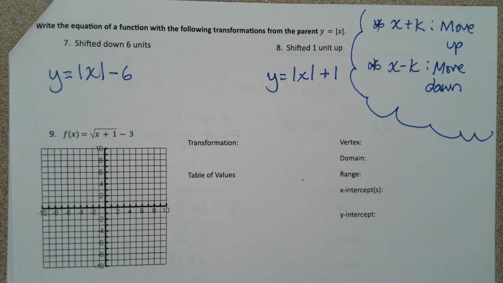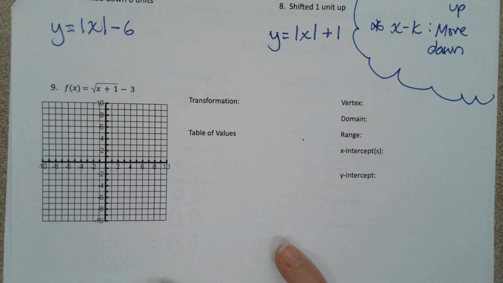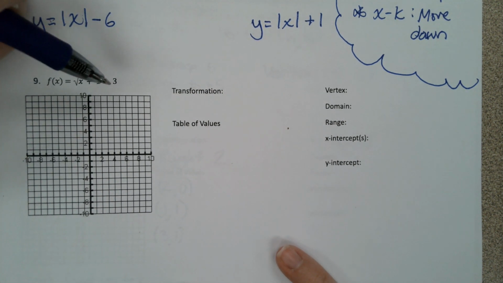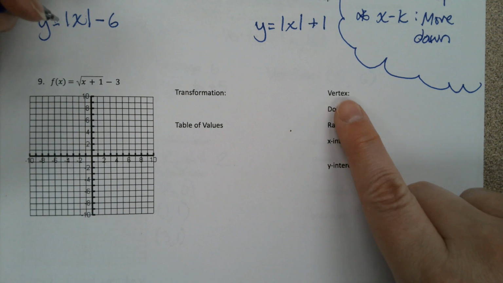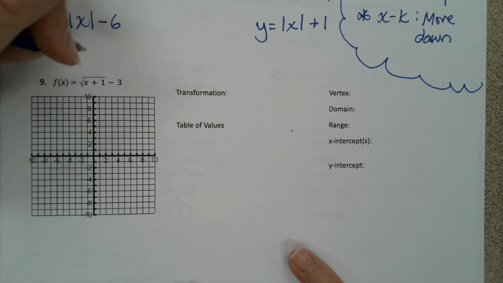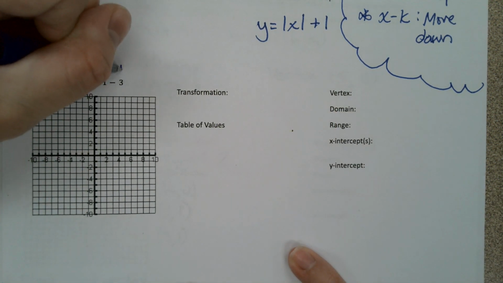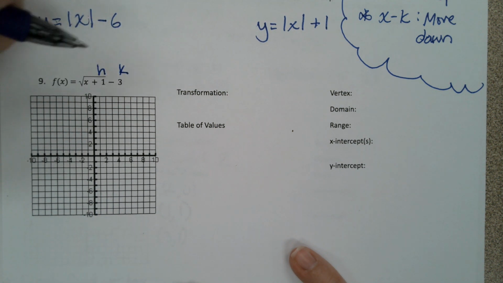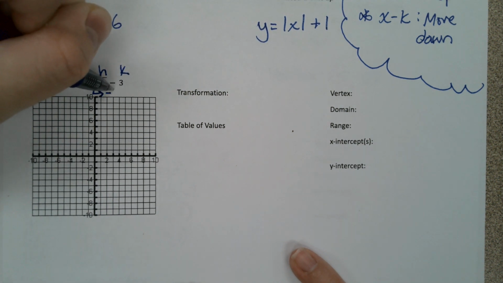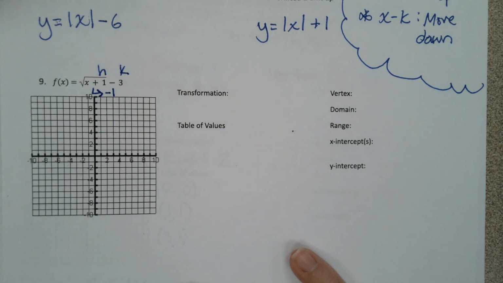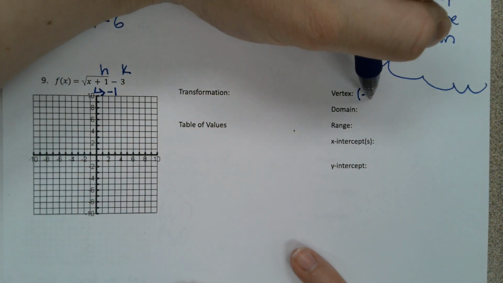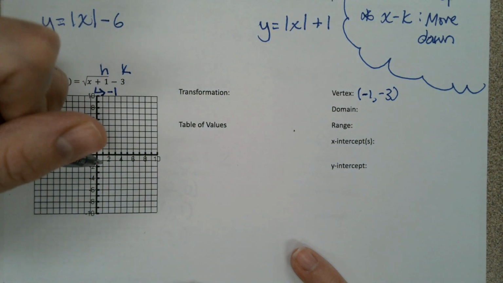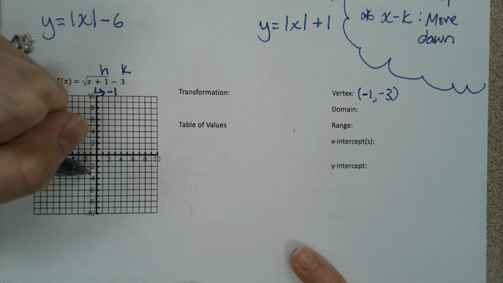Now let's put them all together. Number 9. F of x equals the square root of x plus 1, minus 3. So first we need to find that vertex or starting point. This one's called a vertex. Here's the h, here's the k. They both have a number. H, remember, is inside with the x. You change the sign. This is a -1. K we keep. It's -3. So our vertex is -1, -3. So let's plot that. -1, -3.